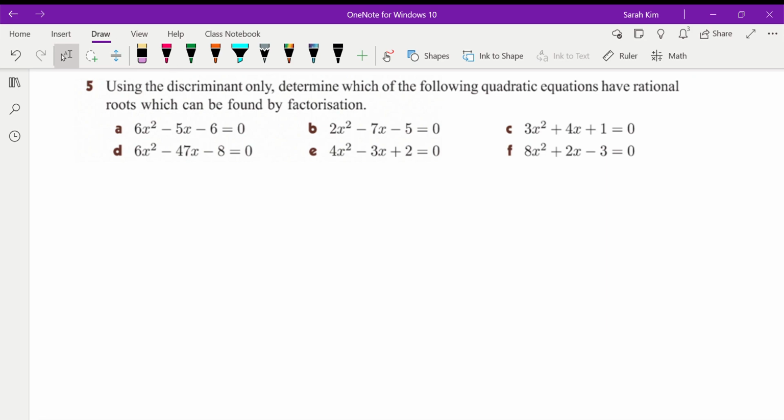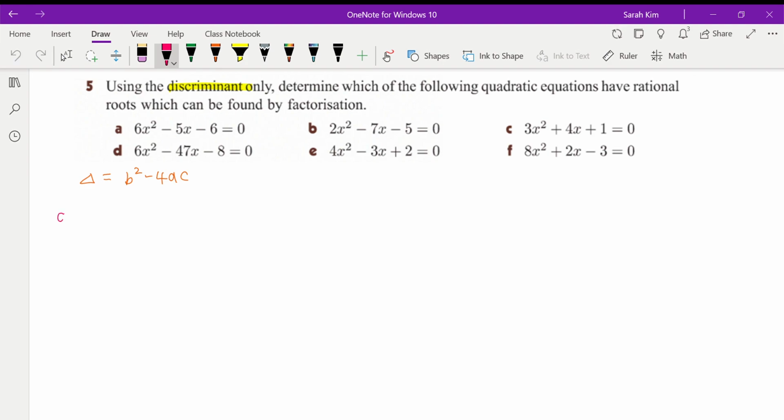Now, with question 5, it's easier if you find all the discriminants first and then identify which ones are rational roots. So, let's identify the discriminants. You should know how to do that by now because you know the discriminant formula, which is b squared minus 4ac, which is just part of the quadratic formula.